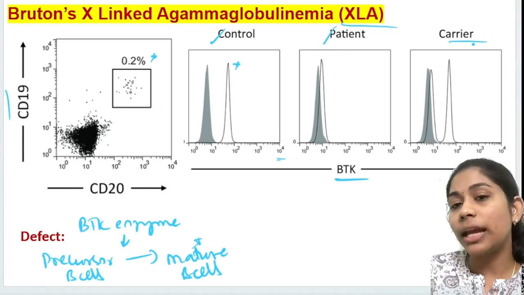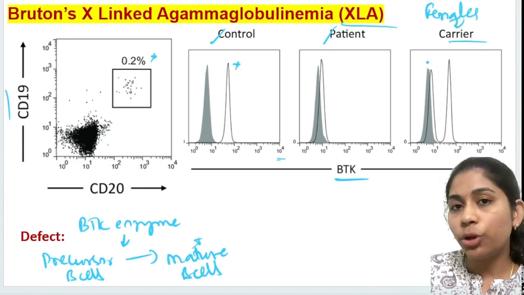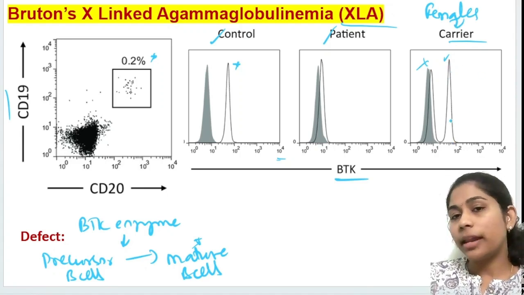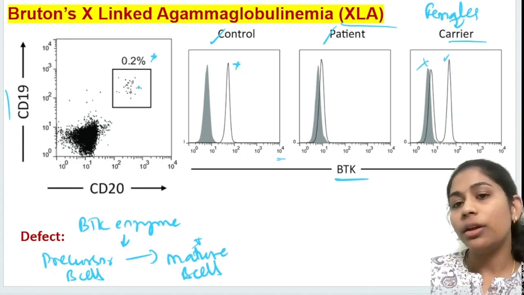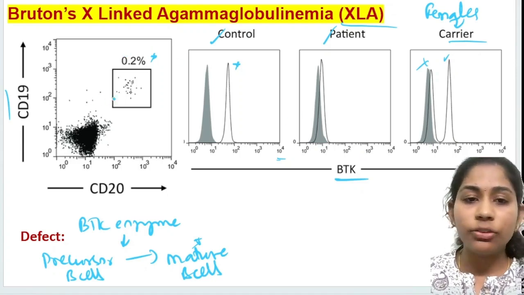And carriers, who are the carriers here? It's an X-linked disorder, so females are carriers. In the carriers, one gene is lost and one of the genes is normal. So carriers will show this kind of intermediate reaction. So this is Bruton's X-linked agammaglobulinemia. We can test for the BTK enzyme and we can do the B cell markers, which will be negative.